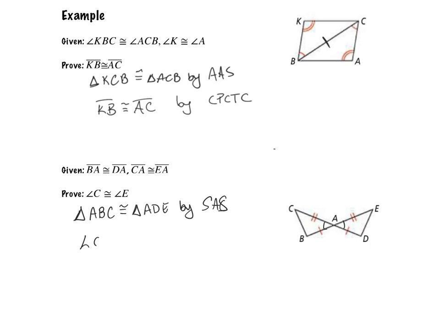So double check. Are C and E corresponding angles? Remember how I can check that? C's in the third spot. E's in the third spot. Those are corresponding, right? That goes back to that first lesson we did. So I can prove they're congruent by what? CP.